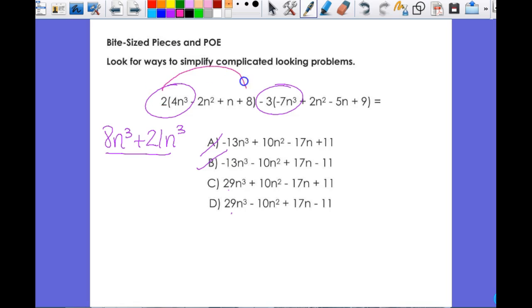Now I'm going to look at 2 times 8. That's 16. I'm going to look at negative 3 times 9. That's negative 27. What does that give me? Negative 11. What's my answer? D.